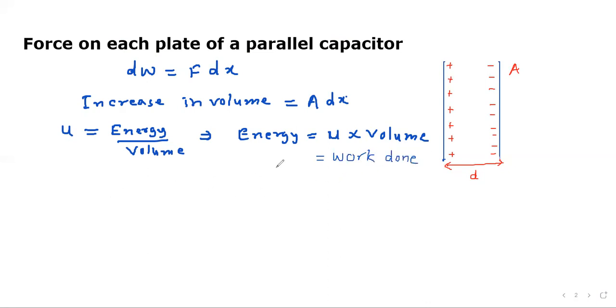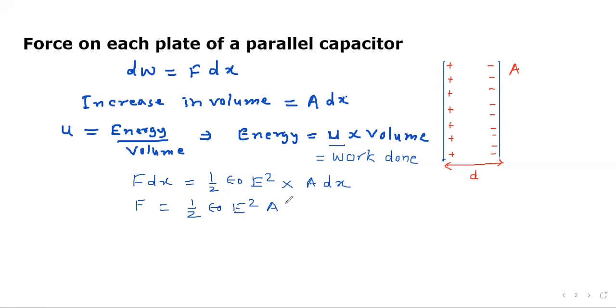Now, so we write work done F dx equal to energy density, which is given by 1 by 2 epsilon naught E square, and volume is A dx. From here, dx will cancel out and we will get F equal to 1 by 2 epsilon naught E square times A.